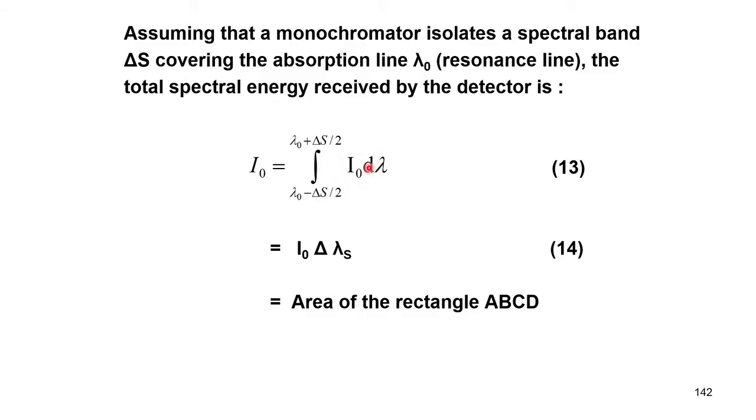That is mathematically expressed as I 0 is equal to the integral from lambda 0 minus delta S by 2 to lambda 0 plus delta S by 2 of the total intensity I 0, multiplied by delta lambda, that is the interval we choose. If you integrate this, I 0 is a constant and delta lambda S is the integral value. This is nothing but the area of the rectangle ABCD, which I have shown in the next slide.